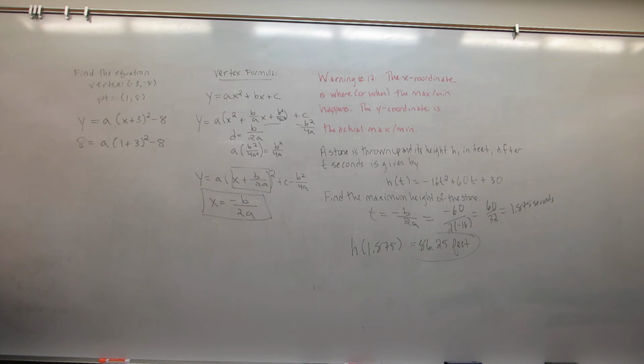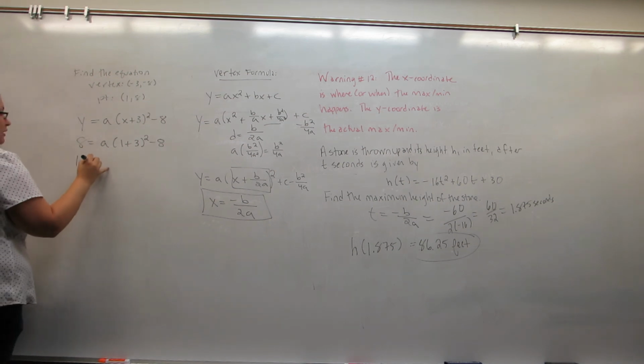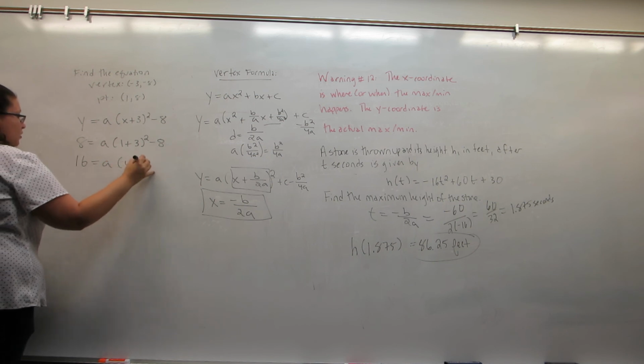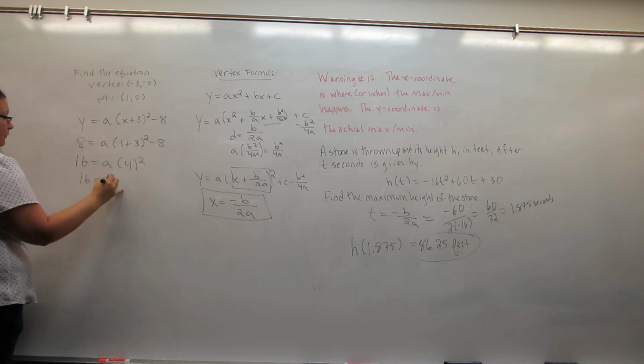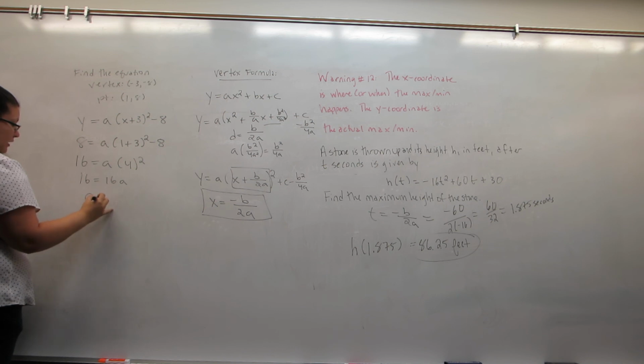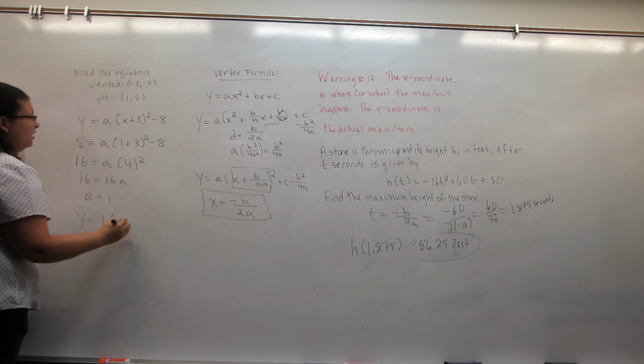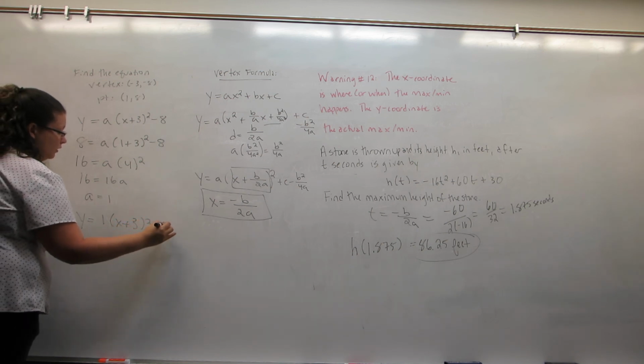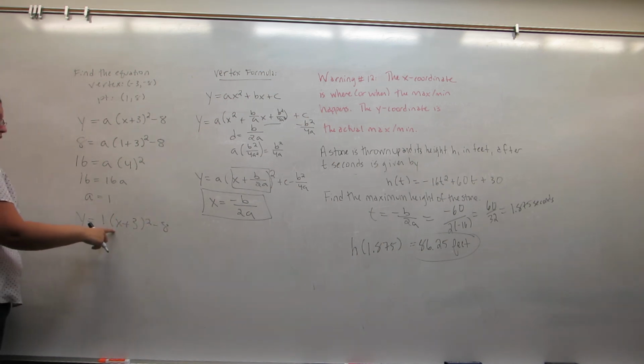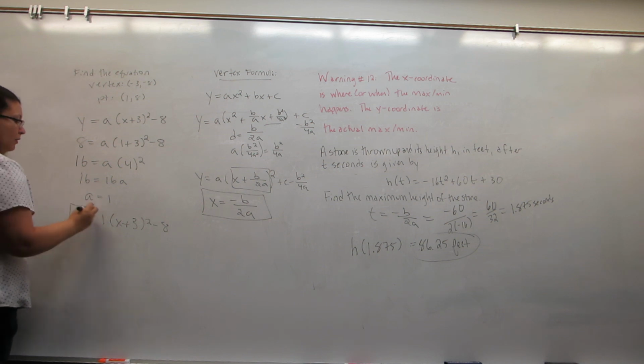You notice the only variable left is a, so we're now going to be able to solve for that, thus getting the entire equation of the parabola. This tells us that a equals 1, so our equation of the parabola is y equals 1 times x plus 3 squared minus 8.